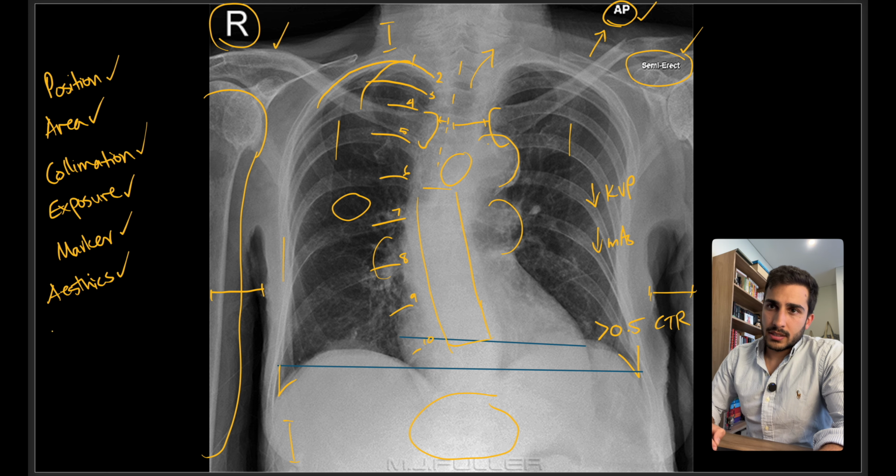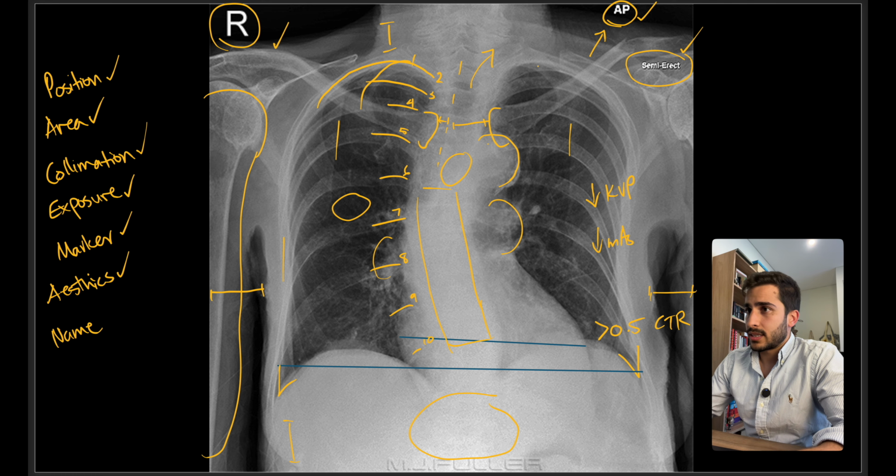So that's aesthetics done, and the last one was name. Okay, so obviously no name in this one present because of anonymous reasons, and so that's taken out of the picture. Okay, now would you repeat this X-ray? I would probably not repeat it because you have relatively adequate inspiration. The lung areas are not really cut off. You see the costophrenic angles, you see the top, you see the sides. Exposure could be slightly improved, but it's nothing that's making it undiagnostic. So that's in regards to that.